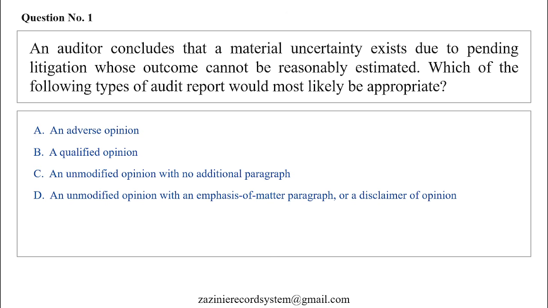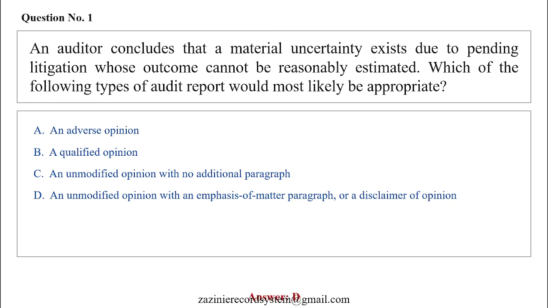Question number 1. An auditor concludes that a material uncertainty exists due to pending litigation whose outcome cannot be reasonably estimated. Which of the following types of audit report would most likely be appropriate? Letter A, an adverse opinion. Letter B, a qualified opinion. Letter C, an unmodified opinion with no additional paragraph. Letter D, an unmodified opinion with an emphasis of matter paragraph, or a disclaimer of opinion.